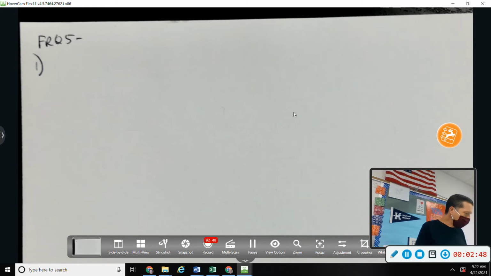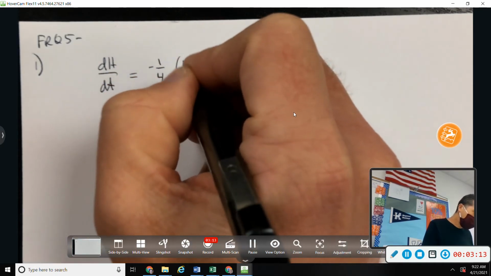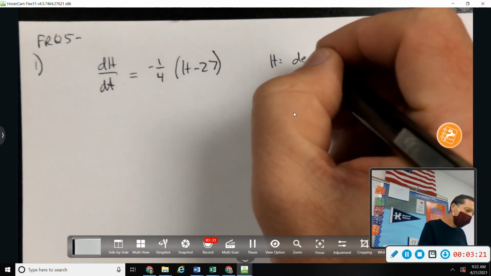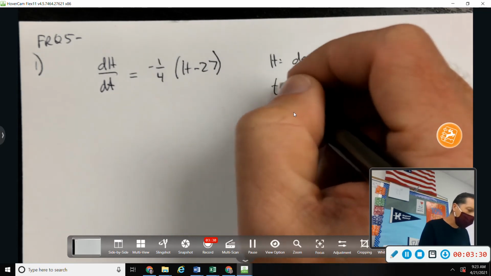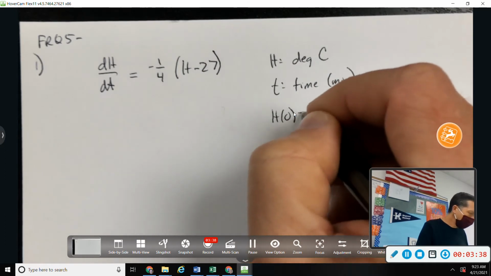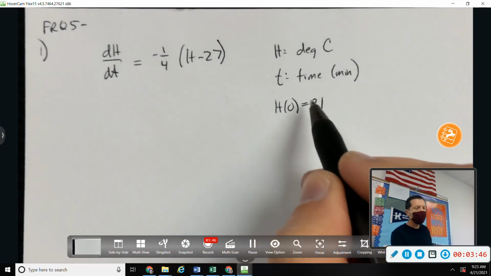At time t equals 0, a boiled potato is taken from a pot on the stove and left to cool in the kitchen. The internal temperature of the potato is 91 degrees Celsius. The internal temperature of the potato is greater than 27 for all times, and can be modeled using dH/dt equals negative 1/4 (H minus 27), where H is measured in degrees Celsius. T is time in minutes, and H of 0 equals 91. They already told us this, so they're just clarifying on that one.